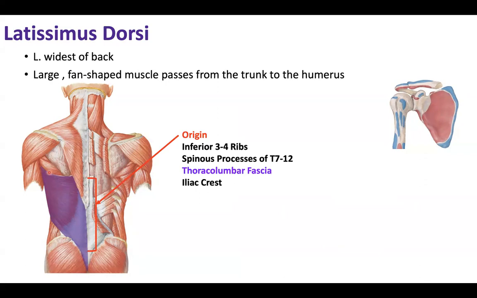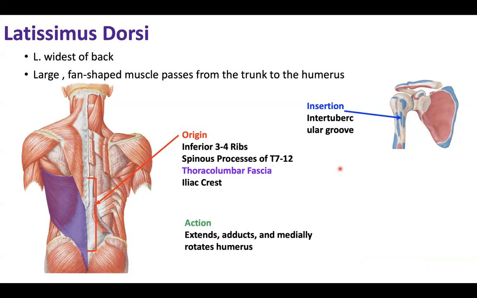The fibers ascend upward and are inserted into the intertubercular groove of the humerus. It's a very strong, powerful muscle. Based on the orientation of fibers, when this muscle contracts, it will extend and adduct the humerus, and in addition it medially rotates the humerus. So its action is extension, adduction, and medial rotation. It's innervated by the thoracodorsal nerve, a branch from the posterior cord of the brachial plexus.